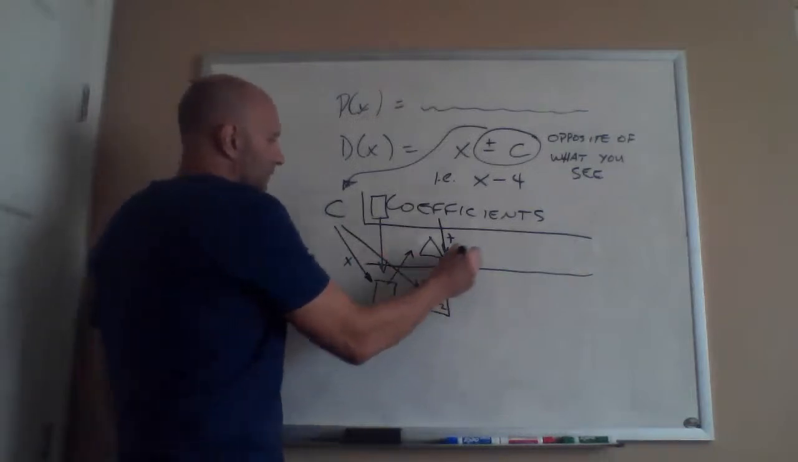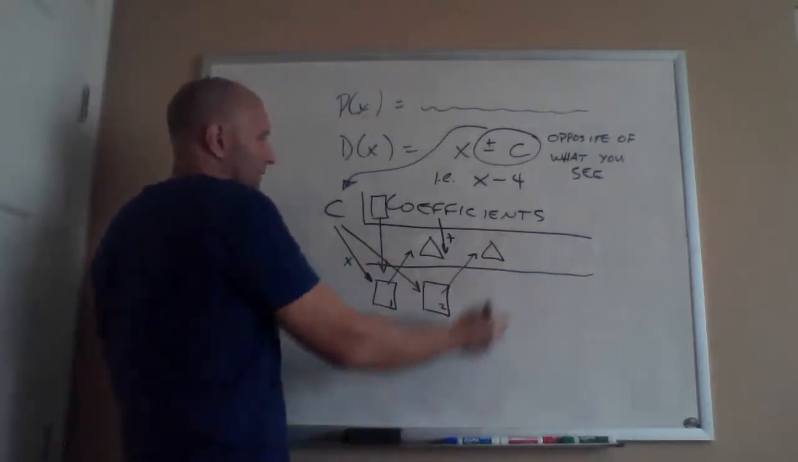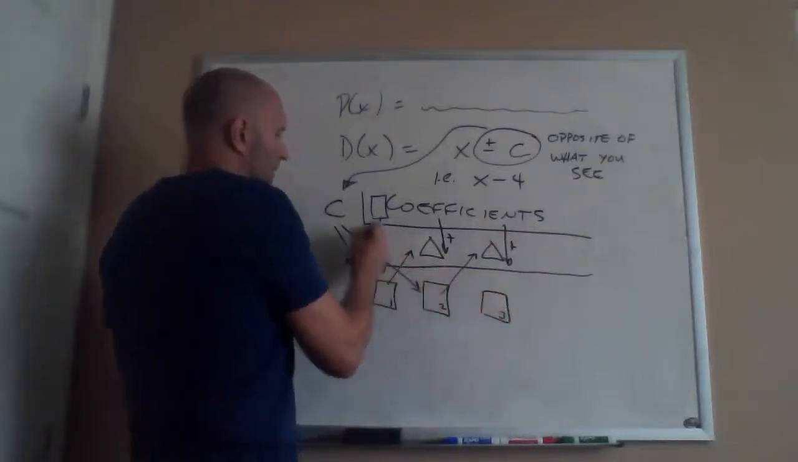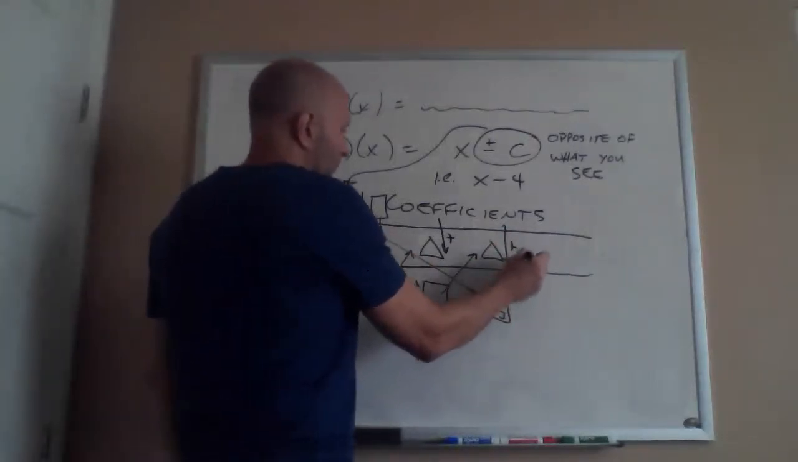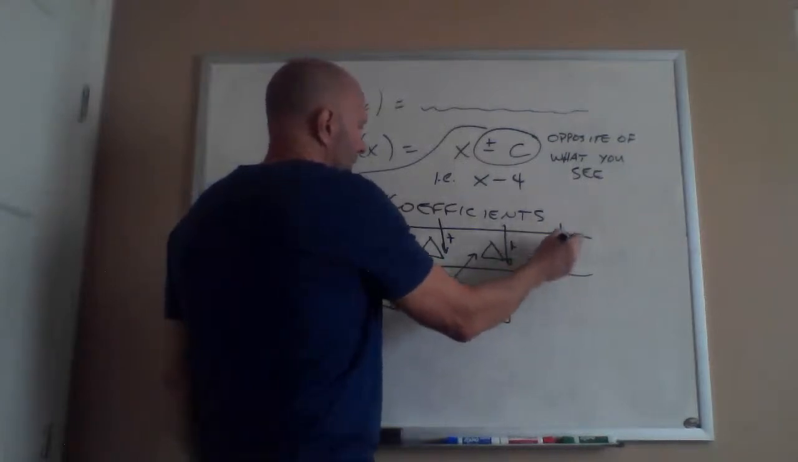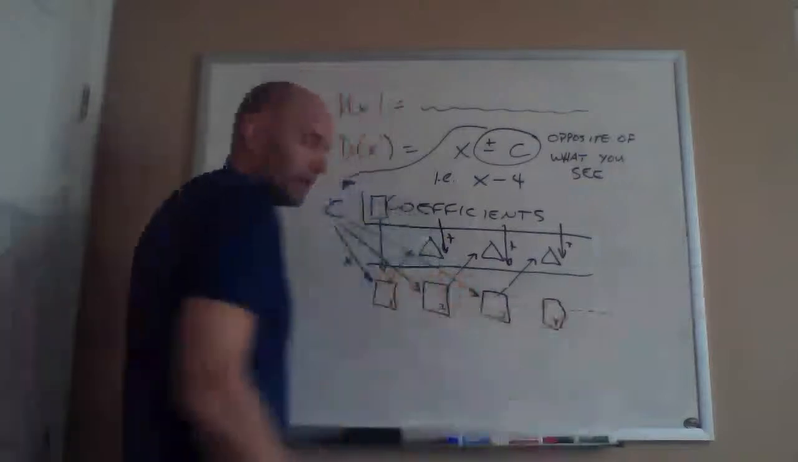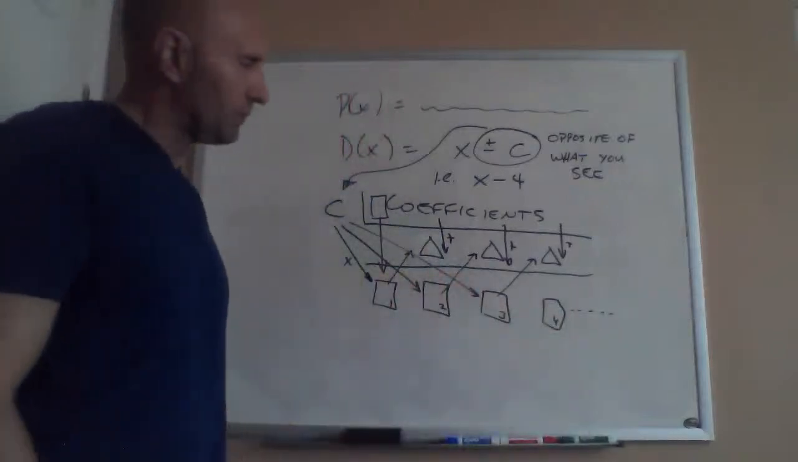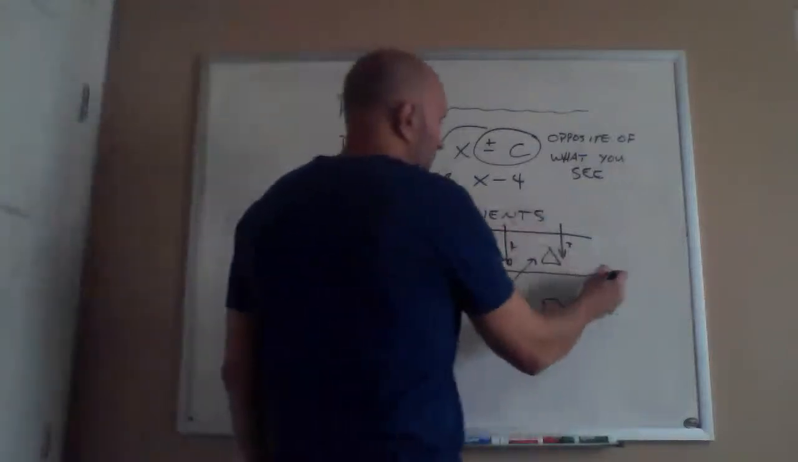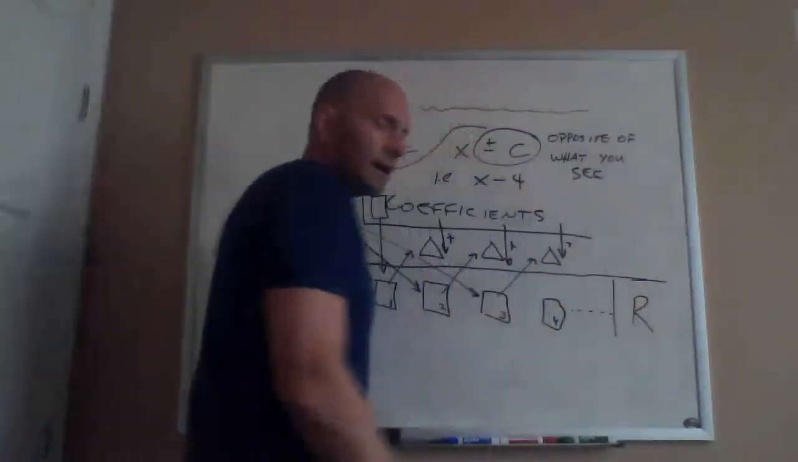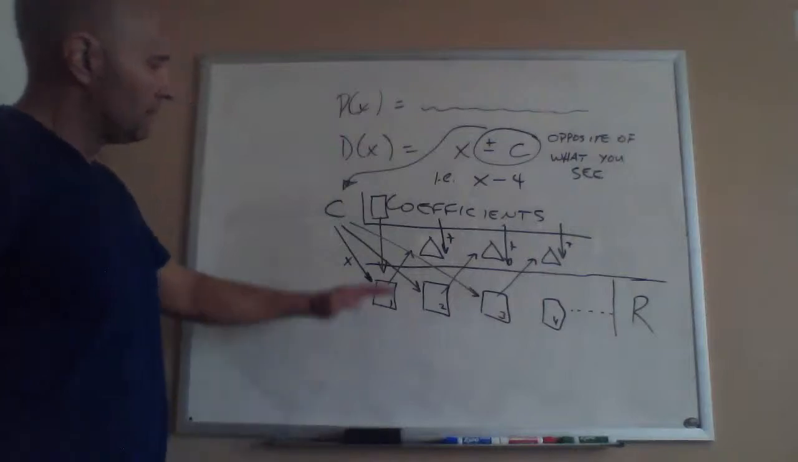Multiply these guys, bring the number up to here, add down. Multiply these guys, bring the number up to here, add down, etc., until I run out of numbers. Once I run out of numbers, the number at the end is the remainder.